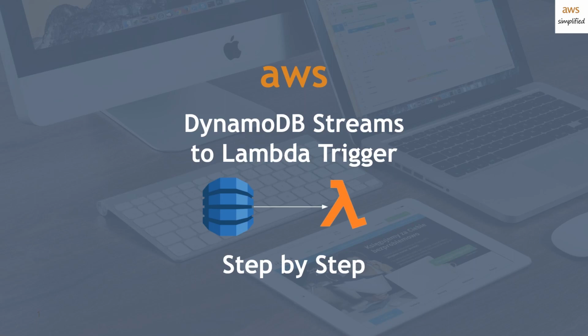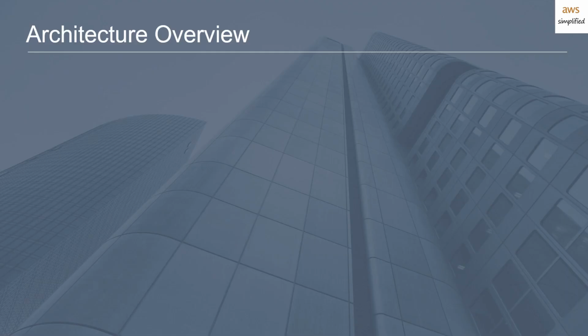And today we're going to be talking about DynamoDB Streams. We're going to do a step-by-step guide, and I'm going to show you how to detect change on a DynamoDB table using a Lambda function. So let's get started. Firstly, let's do a quick architecture overview.